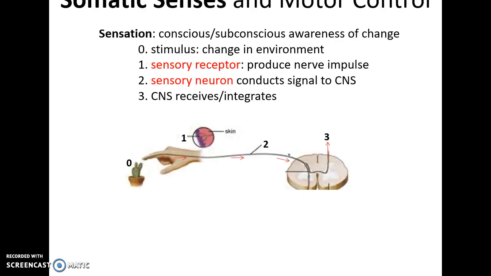So, a sensation is a conscious or subconscious awareness of change. You may not be aware of the change, but your body is. It involves a stimulus, the thing that is a change in the environment, external or internal, and a sensory receptor that detects the change and leads to production of a nerve impulse. The sensory neuron then takes that information and conducts that nerve impulse to the central nervous system, which needs to receive and integrate that information to decide what to do about it. Sometimes the sensory receptor and the sensory neuron are the same structure.